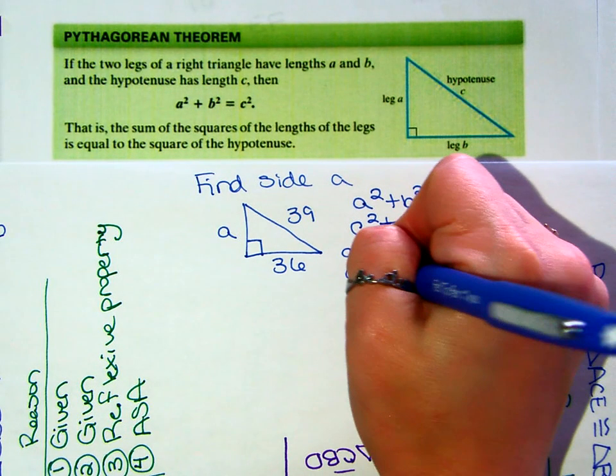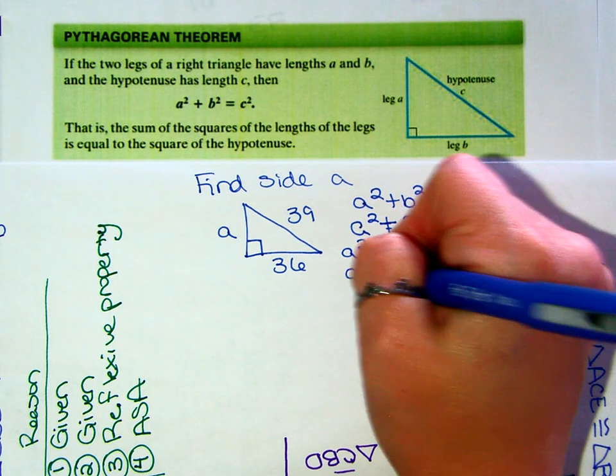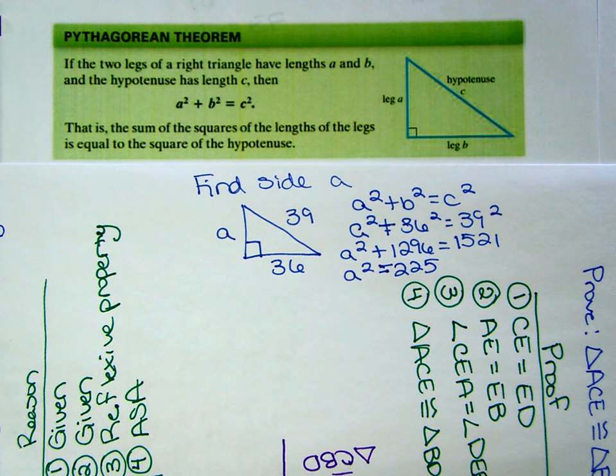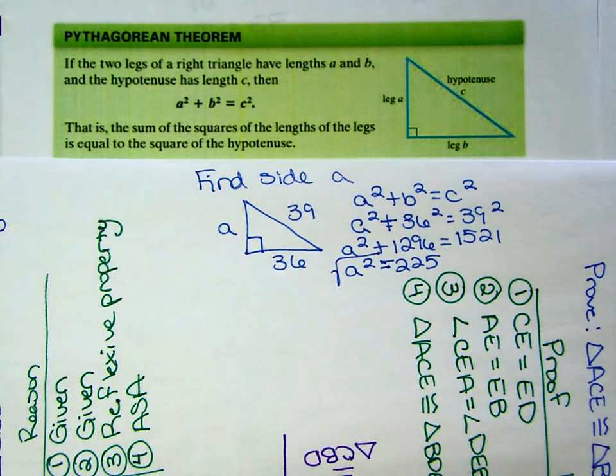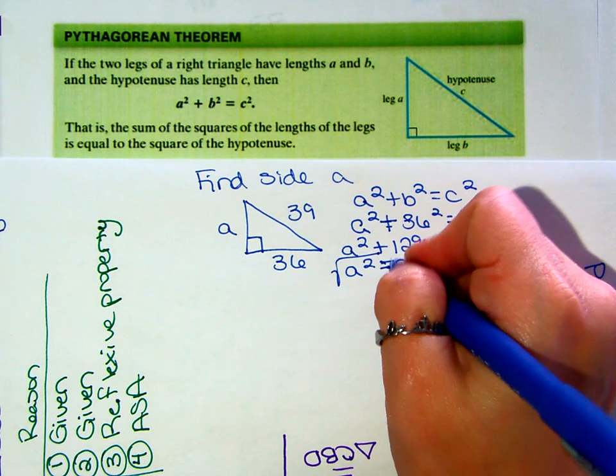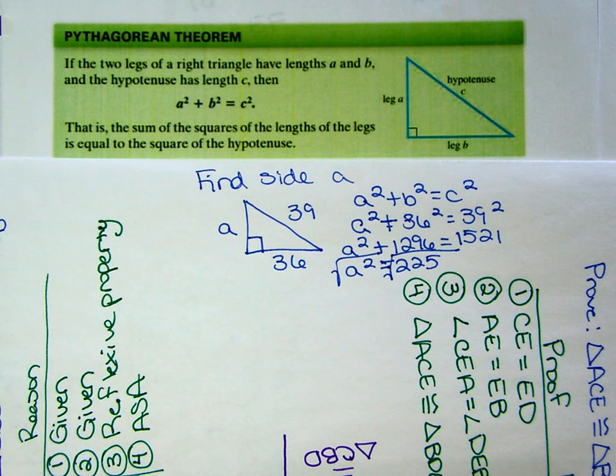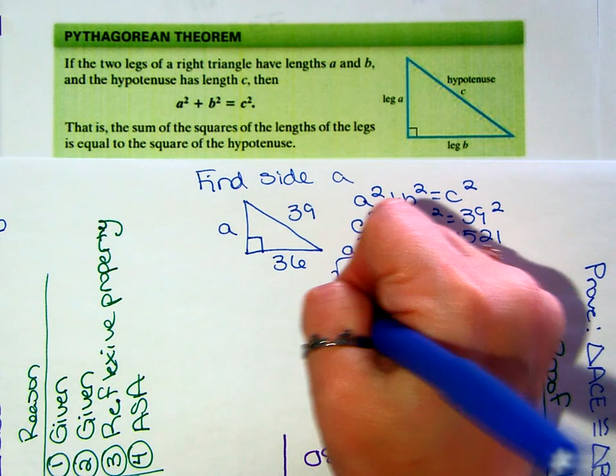Now the question becomes, how do I figure out what A is? You square root it. To get rid of a square, you have to square root. But if I square root the left side to get rid of that square, I have to square root the right side. Square root of 225 is 15.